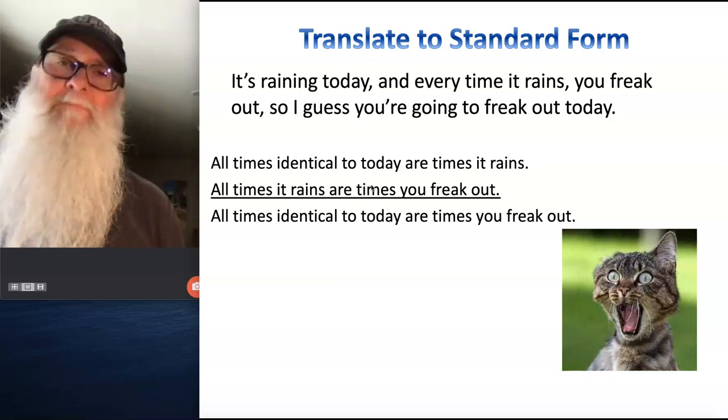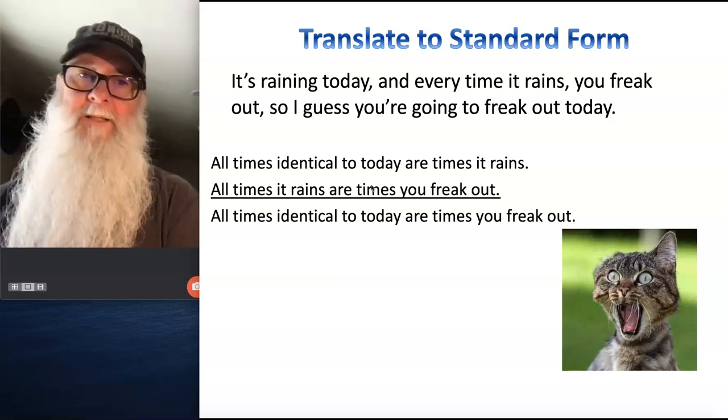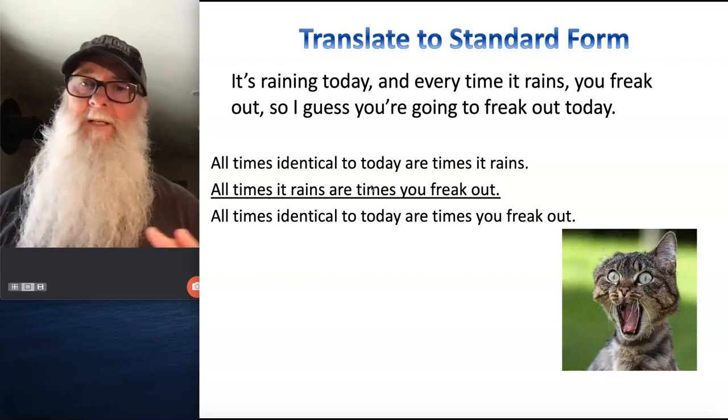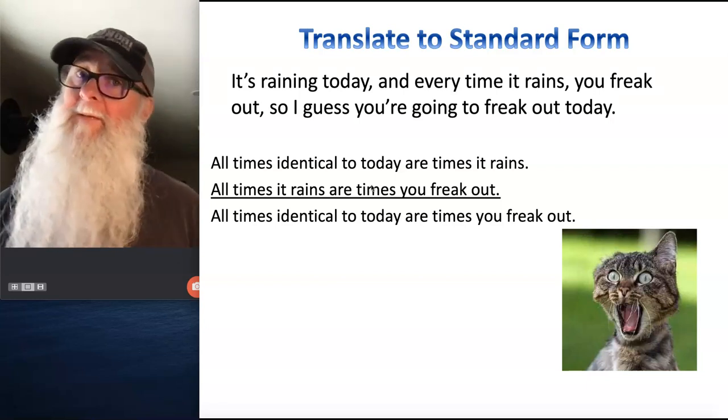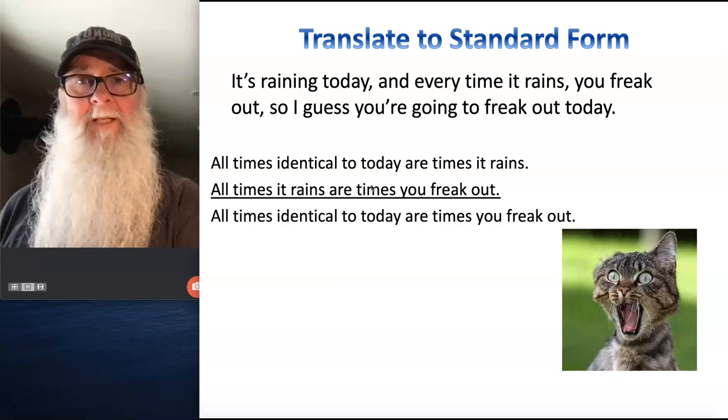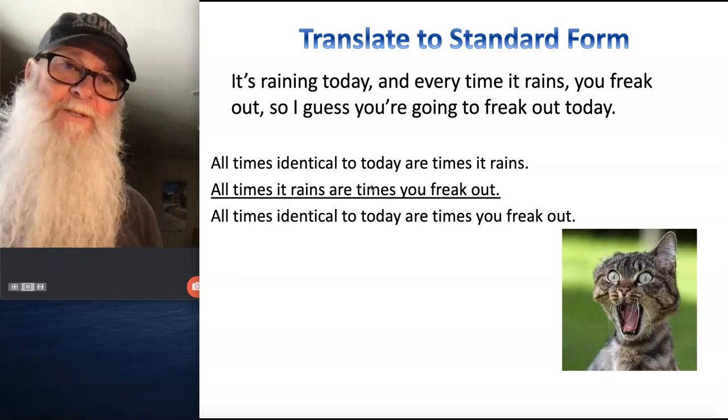Now, you may have come up with different parameters here. Maybe you said all days identical to today, or all days it rains, something along those lines. That's totally fine. But you do need to have some sort of parameter in there because we're referring to specific things, okay? So you want to make sure that you've got your parameters in there.